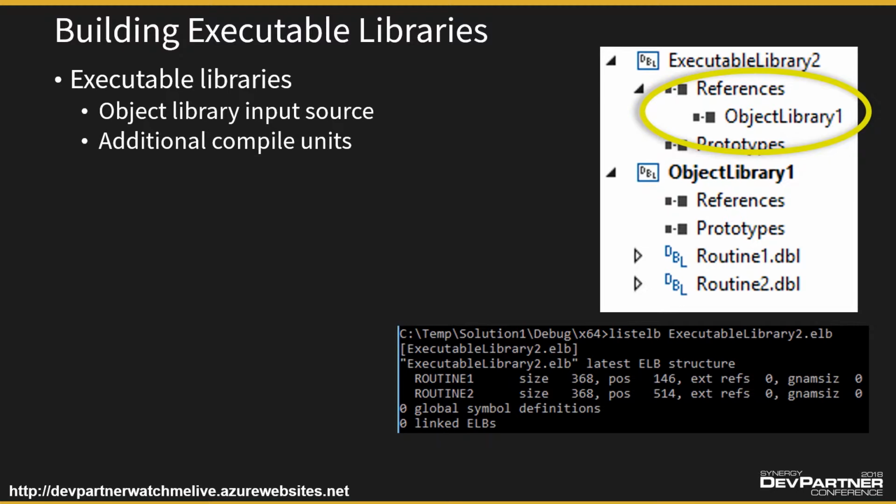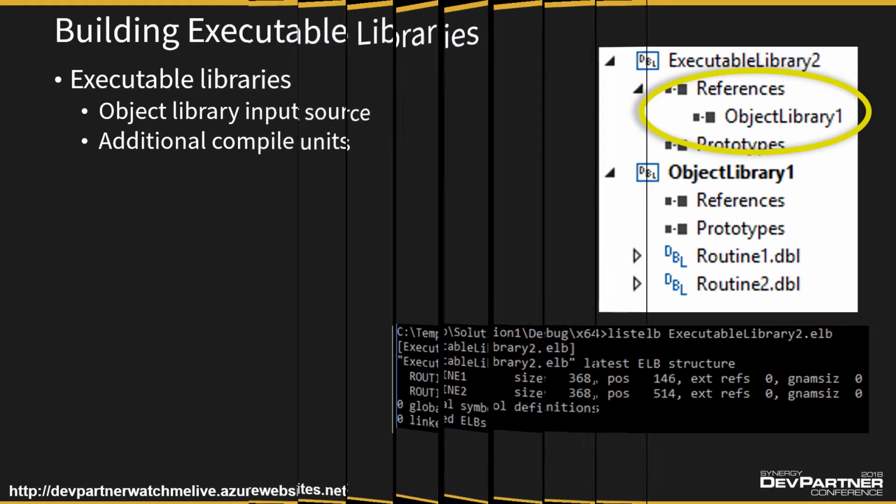Notice also here that although we're injecting our object library to create the executable library, we're not limited to that. We can also add source files into the executable library, and we can have multiple object libraries in an executable library. So it's very configurable how you create these executable libraries. Just remember that an executable library does have a size limit.